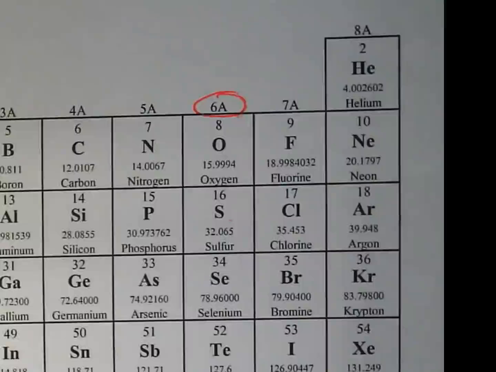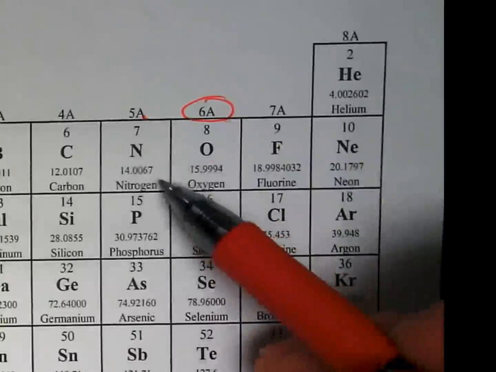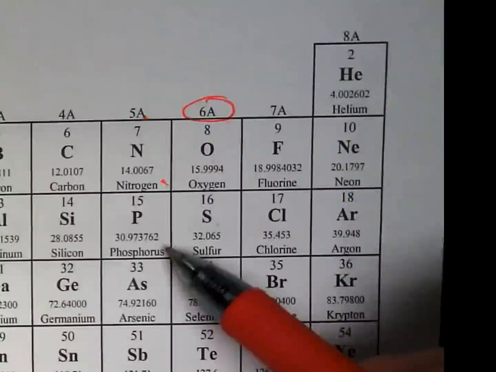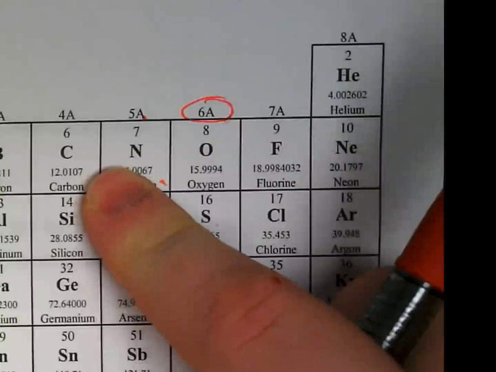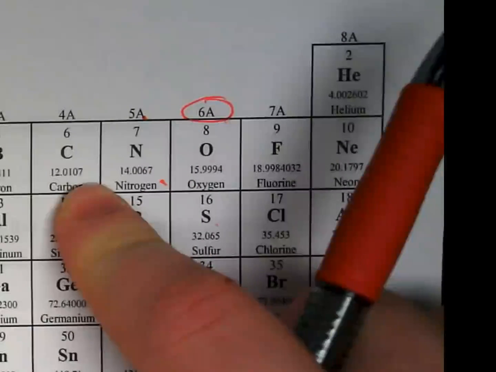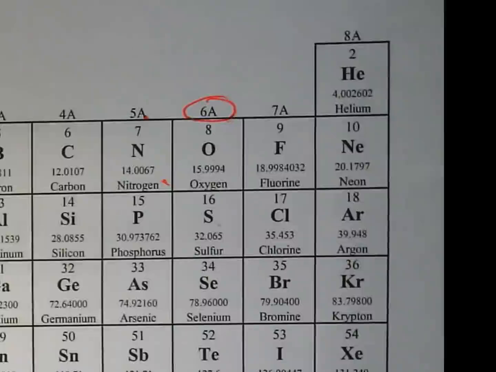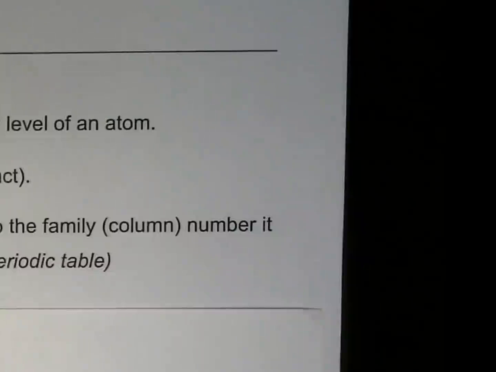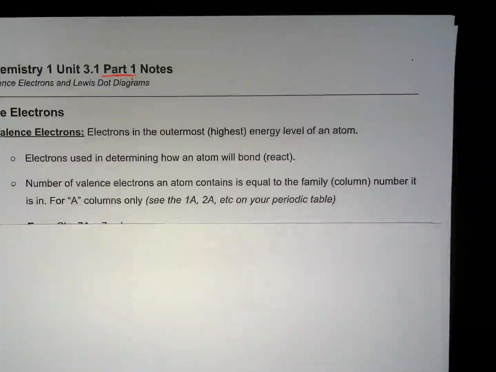Ooh, isn't that so nice? Isn't that so cool? So that means in column 5A, nitrogen has 5 valence electrons, phosphorus has 5 valence electrons. Carbon is in 4A, so that means that carbon has 4 valence electrons. And I think you're starting to get the picture here. We can use the periodic table to quickly reference and see how many valence electrons a particular element should have.